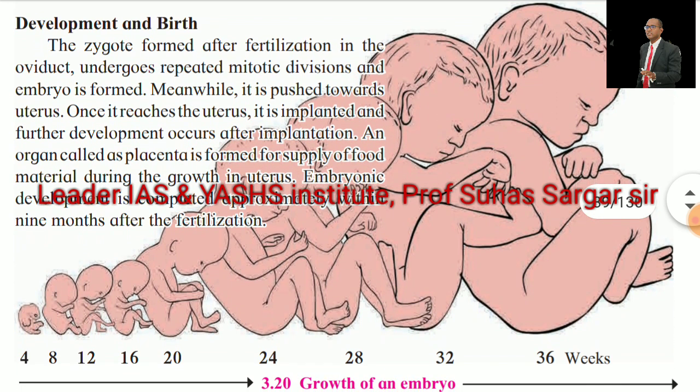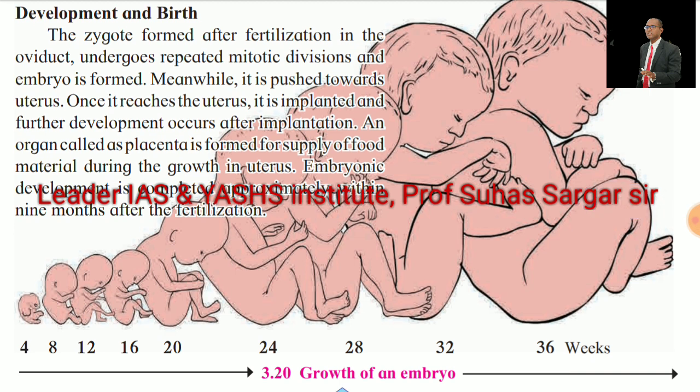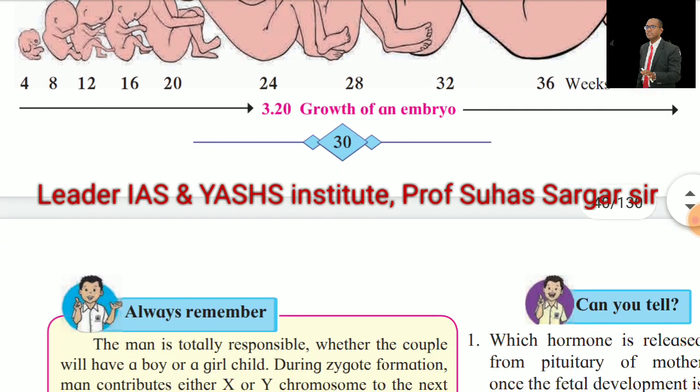Development and birth. The zygote formed after fertilization in the oviduct undergoes repeated mitotic division and an embryo is formed. Meanwhile, it is pushed towards the uterus. Once it reaches the uterus, it is implanted and further development occurs after implantation. An organ called the placenta is formed for the supply of food material during growth in the uterus. Embryonic development is complete approximately within 9 months after fertilization.